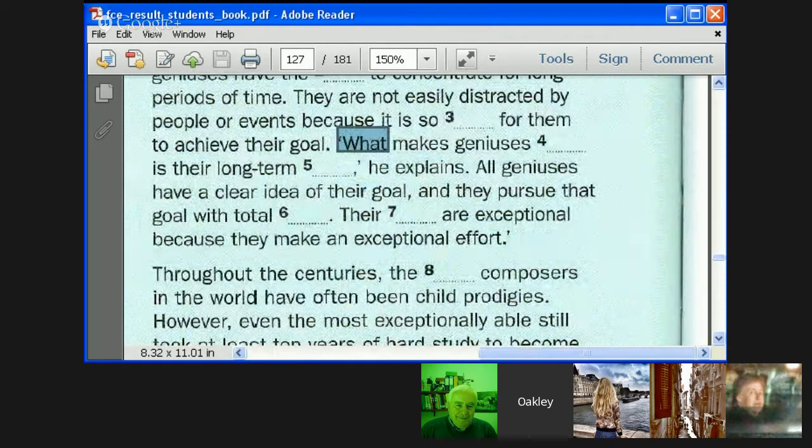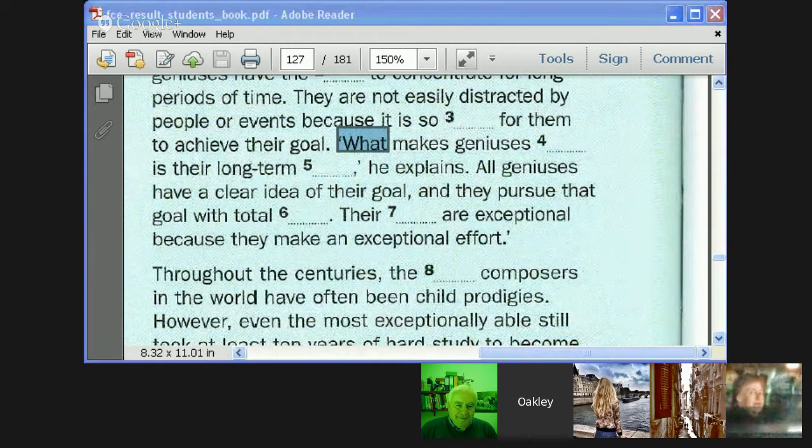Commit. Long-term. I don't know. Okay. Can we get some help? Very subtle clue there. Mint. All right. Yeah, that's it. What makes geniuses different is their long-term commitment, he explains. Commitment. I don't know this word very well. You know what? Well, now you do. Now you won't forget it. I want you to make a commitment to remembering this word, Vincenzo.